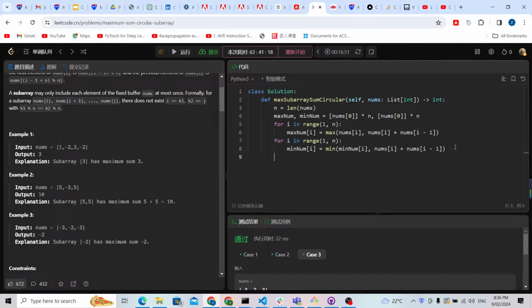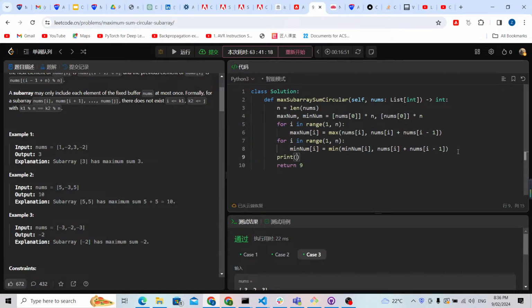Let me just return a random value, maybe 9. It doesn't matter. But I want to print out the min nums and the max nums. Let's check the result first.